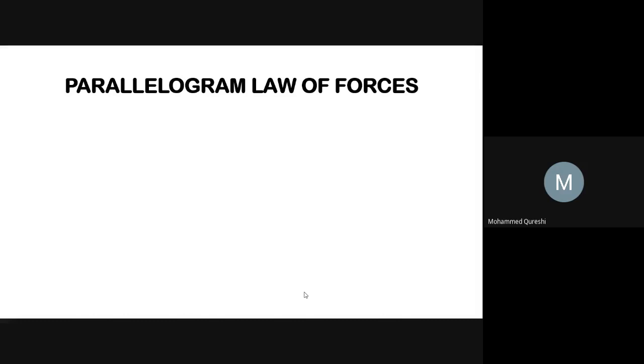Also, we can find the resultant force by graphical methods. There are two methods in graphical way. First one is triangle law of forces and second one is polygon law of forces. So first we will study about parallelogram law of forces.